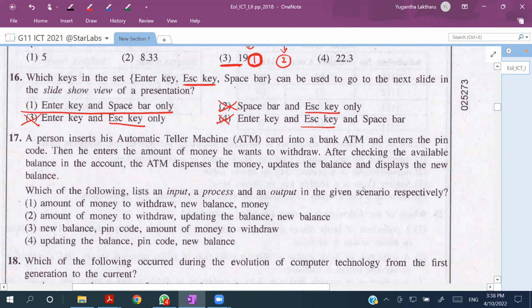Amount of money, yes, that can be taken as an input. So the first one is okay, second one is okay. New balance is not an input, it's an output that we can have. So third one is wrong. Updating the balance is a process, not the input, so it is gone. So then the process, new balance is going to be an output. So the first one is out. So definitely the answer is going to be the second one.